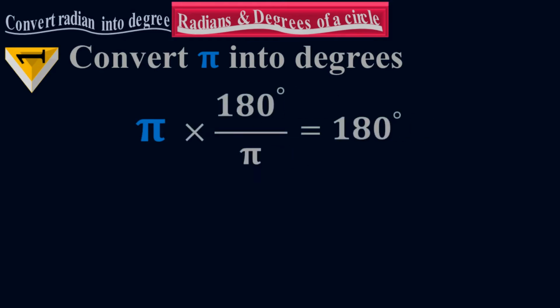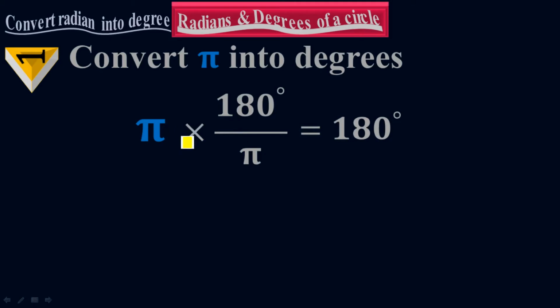The very first example will be example number 1. Convert pi into degrees. As I said, we are going from radians into degrees. Last time we were going from degrees into radians. Now we're going to convert from radians into degrees. How am I going to convert pi radians into degrees? Just multiply that pi by 180 degrees over pi. It equals 180 degrees.